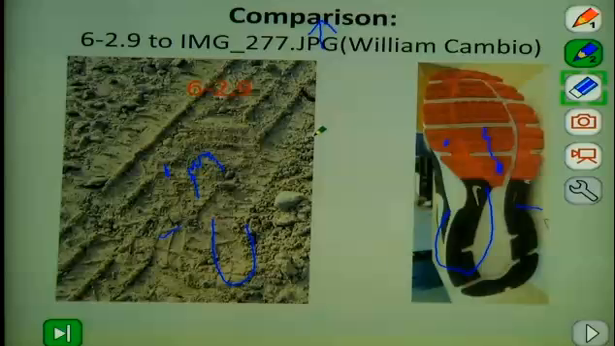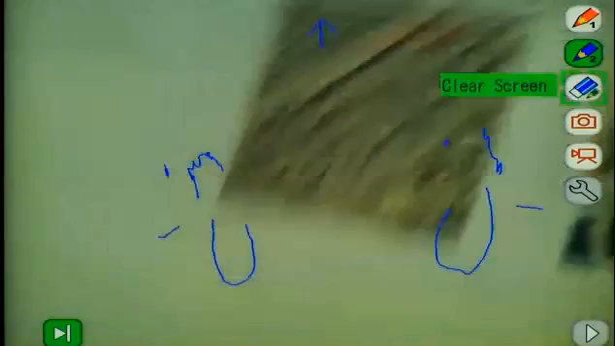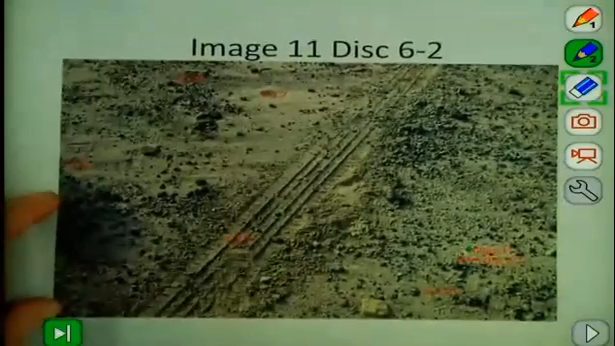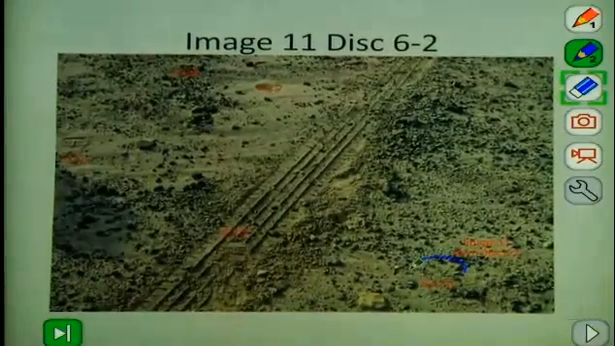So you flip it over, that is a left shoe of Mr. Cambio, partial footwear impression. That's my opinion, similar manufacturing design. The next one is 6-2.10. Is that shown here? Yeah, down towards the bottom.